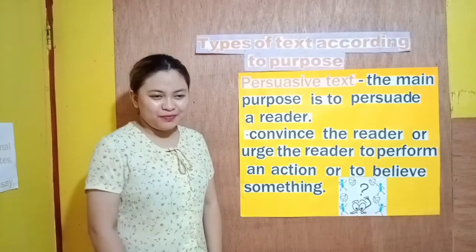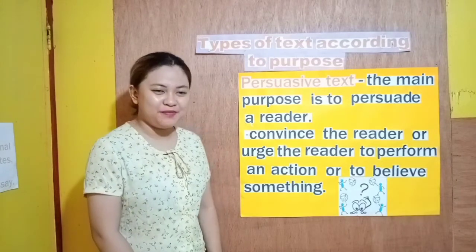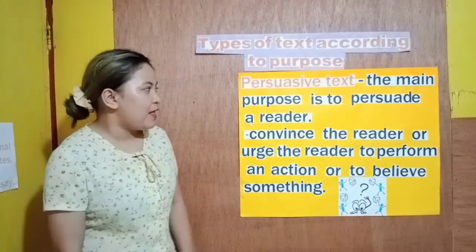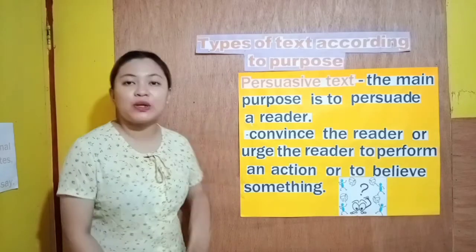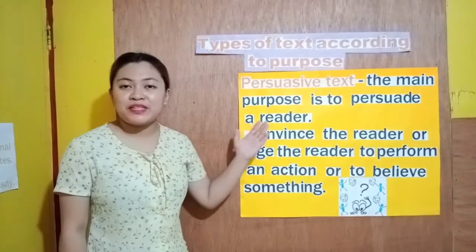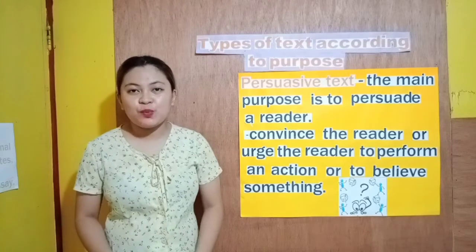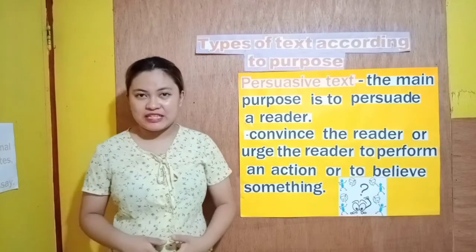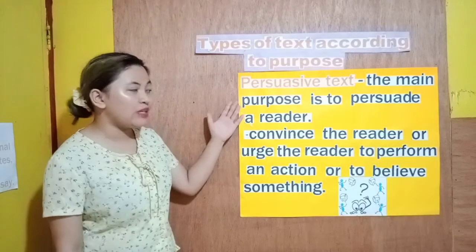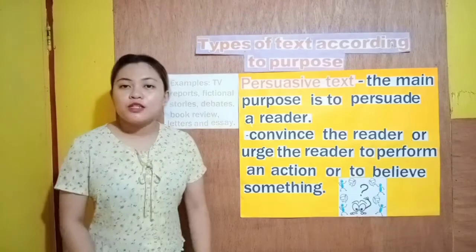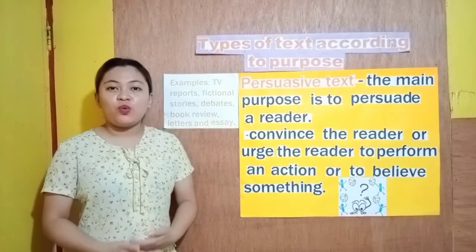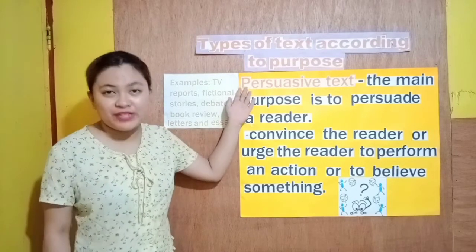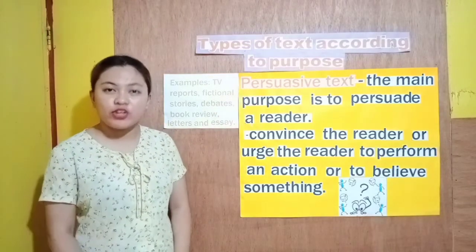The last text type we have is persuasive text. Who can read this one? Okay, Michael, please read. Thank you, Michael. You may now see it. As Michael reads, the main purpose is to persuade a reader. So a writer of a persuasive text wants his readers to believe what he is writing. He wants to get the attention of the readers. Some information in a persuasive text may not always be true. You want people to agree with what you say because you are trying to convince them. That is a persuasive text: convincing other people to agree with your idea.